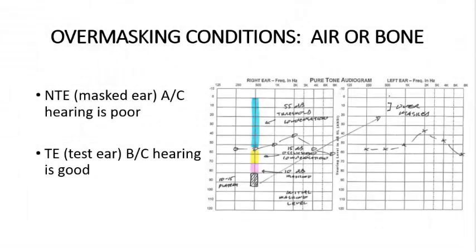When the air conduction hearing of the non-test ear is poor, the masking noise must be loud in order to have a masking effect, and a louder level of noise increases the risk of masking noise crossover to the test ear. You can see the colored sections there showing potential masking levels.